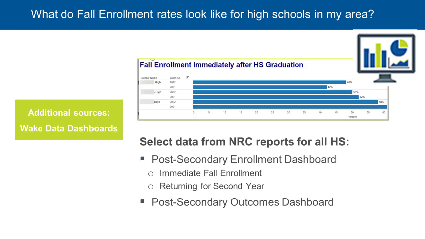An additional source of data and graphs available is under Wake Data Dashboards in the Wake ID portal. These data sets come from the National Student Clearinghouse as well, but enable you to compare your high school's data to other high schools in the district, and allows you to answer questions like, what do fall enrollment rates look like for high schools in my area? You can select immediate fall enrollment, returning for a second year, and post-secondary outcomes. You can choose the high schools that you want to compare, as well as the years that you want to compare.